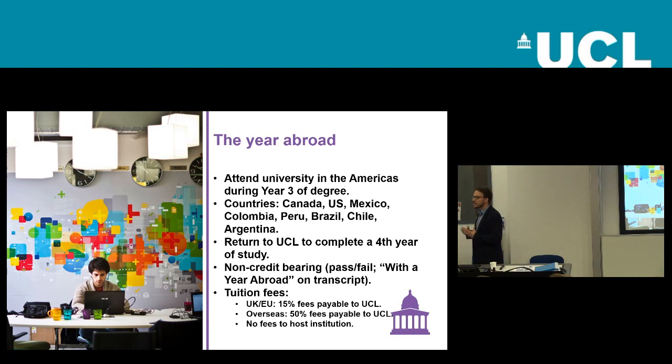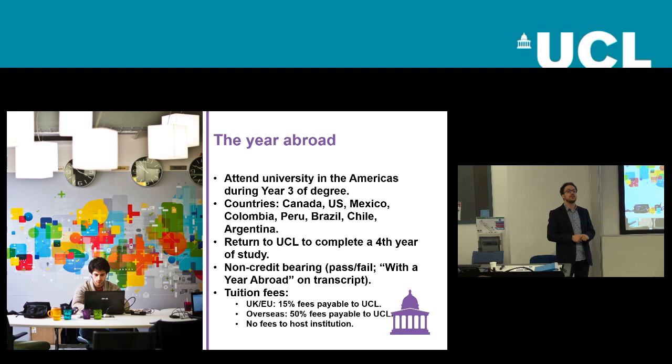So there are lots of intellectual bits of value to a year abroad, but I think it's also just worth thinking about the way that the tuition fees work and thinking about the financial value of this. If you're a UK or an EU student, you will only pay 15% of your fees to UCL and no fees to the host institution in the Americas. If you're an overseas student, you pay slightly more. You pay 50% of your fees to UCL, but again, no fees to the host institution.